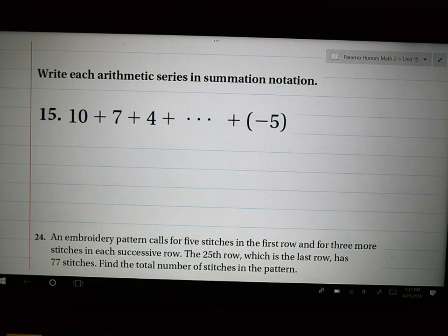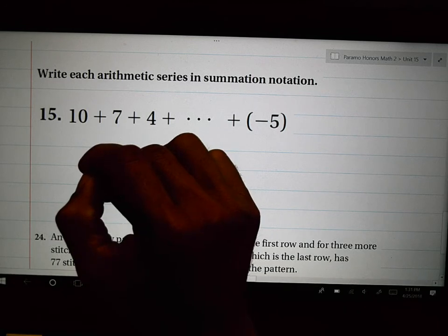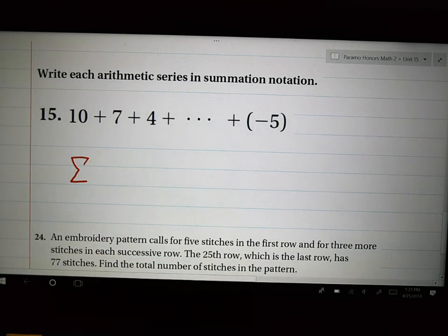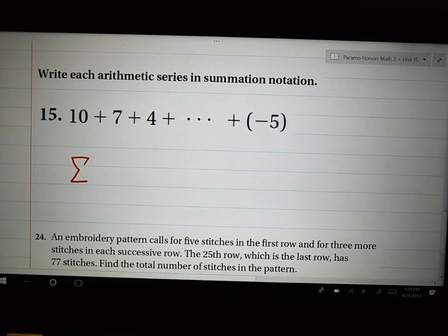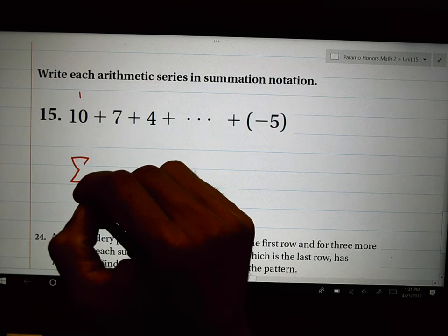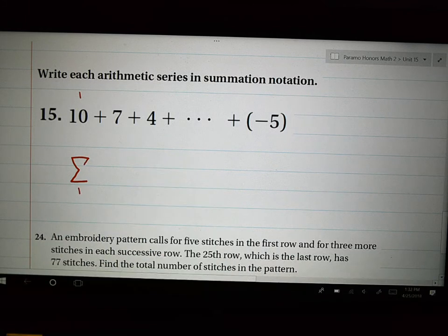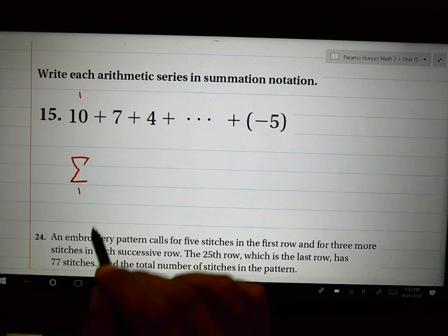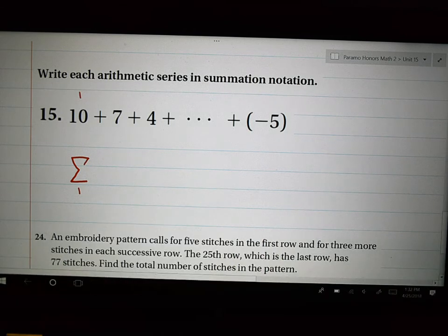Write each arithmetic series in summation notation. We're going to break out a capital sigma. That means the sum of. I am going to recommend that you call this your first term. There's a pattern here. We need to come up with a rule. That's what goes on the side.